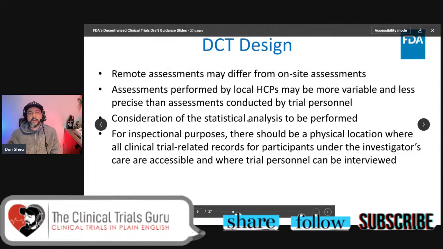Consideration of the statistical analysis to be performed. For inspectional purposes, there should be a physical location where all clinical trial related records for participants under the investigator's care are accessible and where trial personnel can be interviewed. So this would be a site. Okay. This may even be a bus. If a bus is a physical location, if it's a parked bus, it might even have an address.